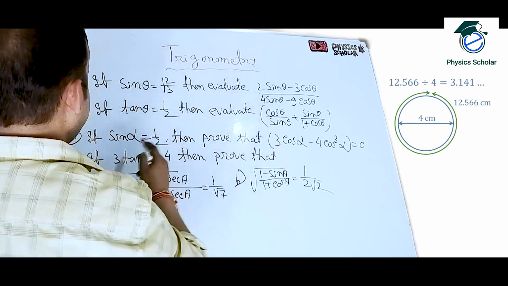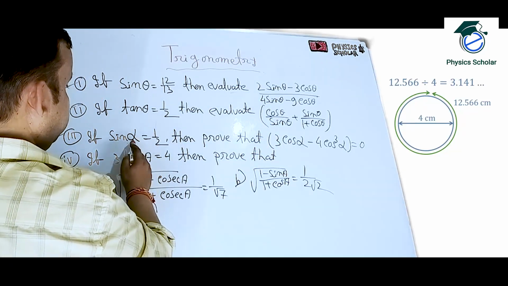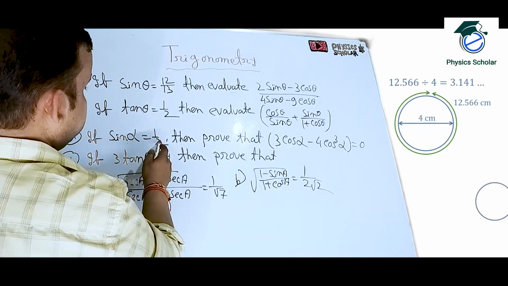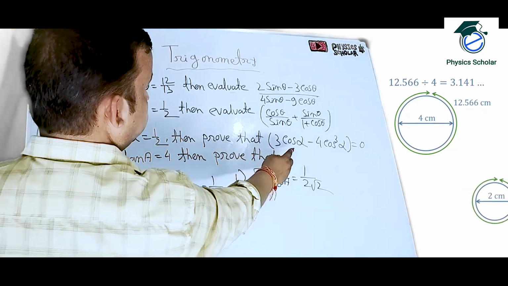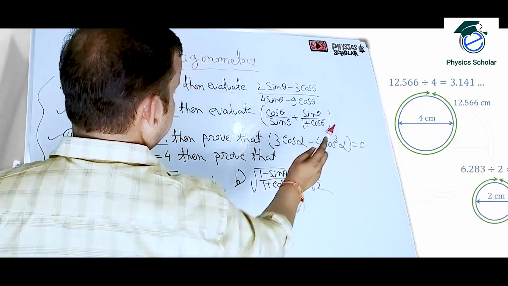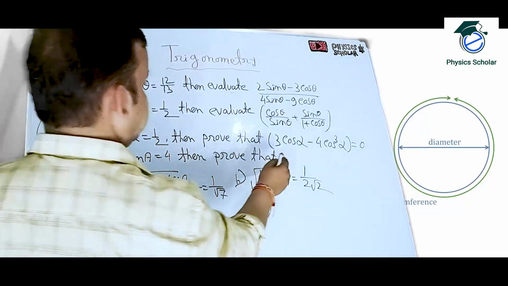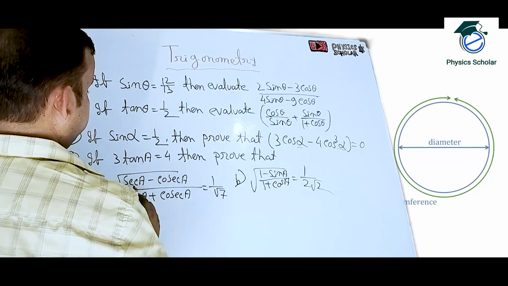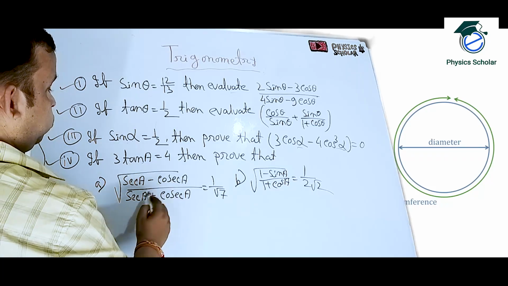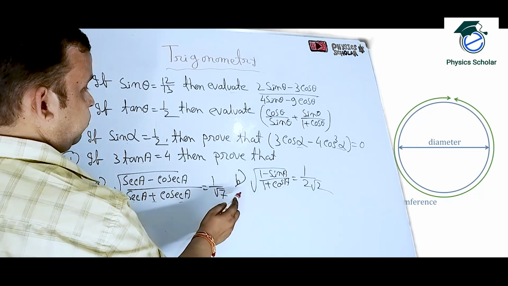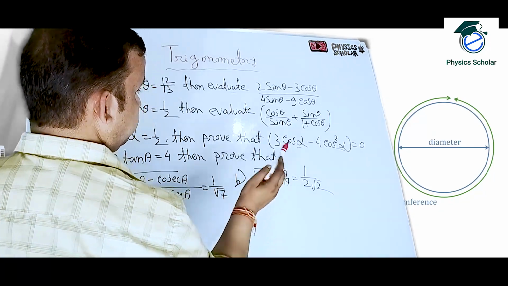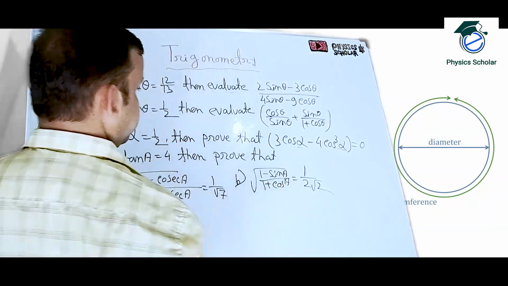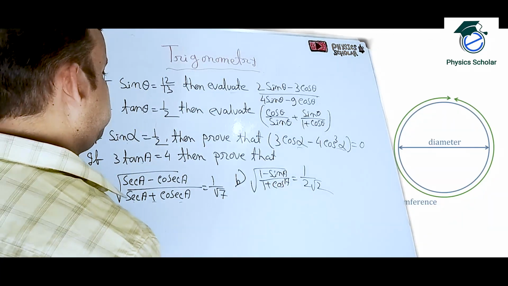So evaluate this one. Sin alpha, alpha means nothing but the angle, that is also a variable quantity, is equal to half. Then prove that 3 cos alpha minus 4 cos cube alpha is equal to 0. As it is alpha, that's why it is also alpha here. So 3 tan A is equal to 4. Then we have to prove that root over (sec A minus cosec A) by (sec A plus cosec A) is equal to 1 by root 7, and root over (1 minus sin A) by (1 plus cos A) is equal to 1 by 2 root 2.